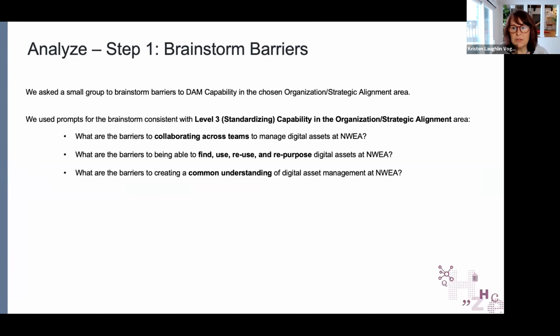So the prompts that we used were: what are the barriers to collaborating across teams to manage our digital assets? What are the barriers to being able to find, use, reuse, repurpose digital assets? What are the barriers to creating a common understanding of digital asset management?